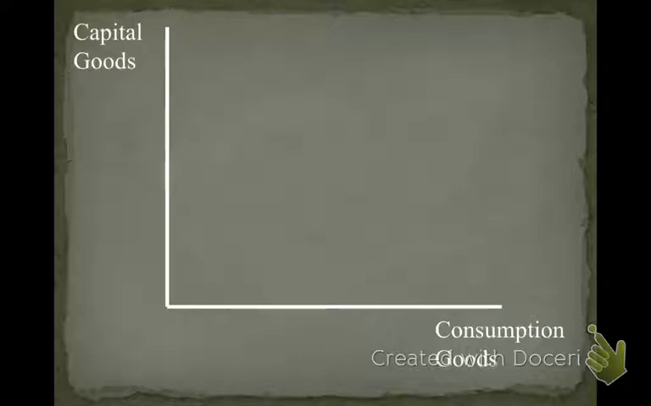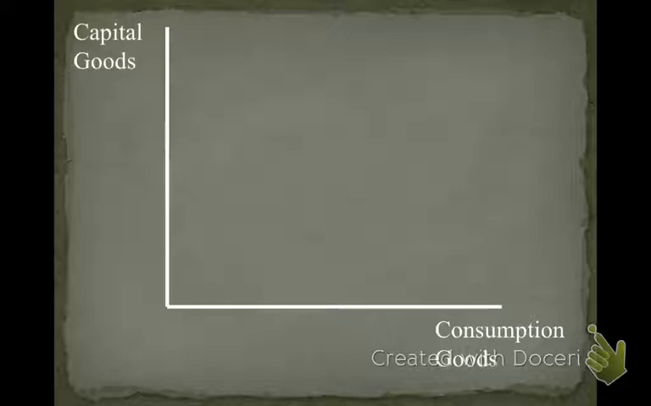So we're going to start with capital goods and just the basic definition of a capital good. A capital good is a good that makes another good. All right, a capital good is a good that makes another good.